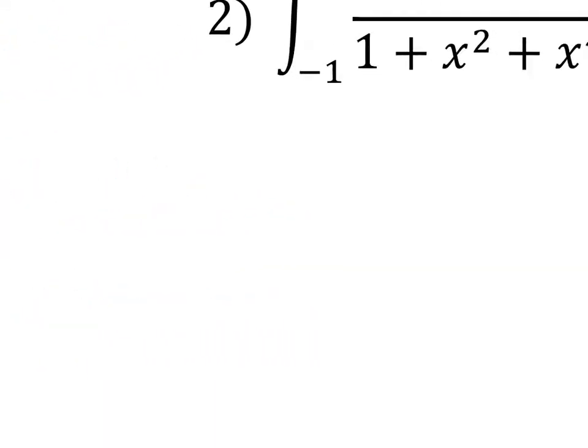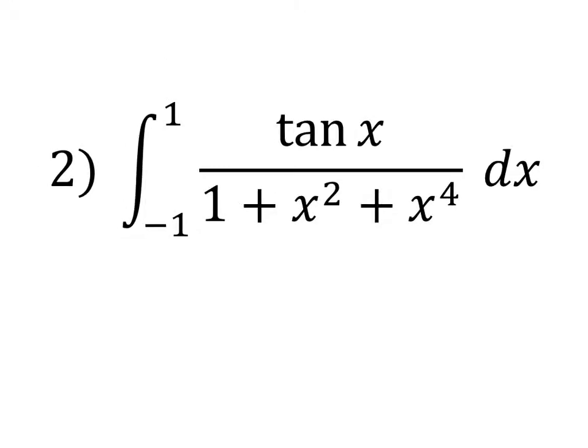Okay, next one, this one. Tangent over 1 plus x squared plus x to the 4th. That would be impossible to integrate. So that means look for the trick. So odd or even? Odd. How did you know it's odd? Okay, because I just did even, so I had to give you odd.